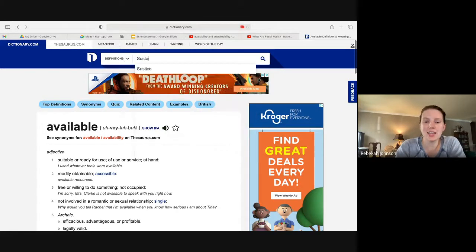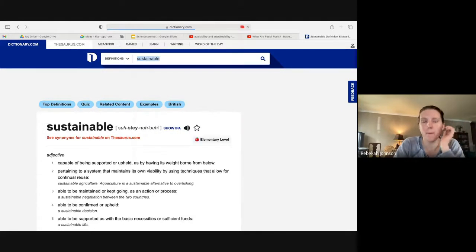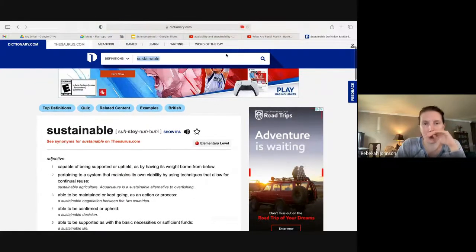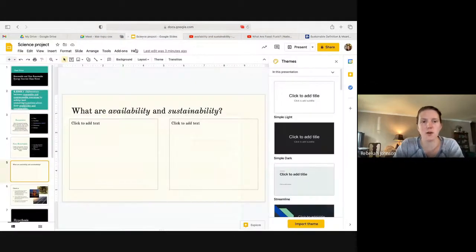Okay, let's look at sustainable. Capable of being supported or upheld, pertaining to a system that maintains its own viability, which means kind of like how long it can last, by using techniques that allow for continual reuse. Okay, so continual reuse sounds a lot like renewable. That sounds very similar. Able to be maintained or kept going. So I think we can generate some definitions from that.